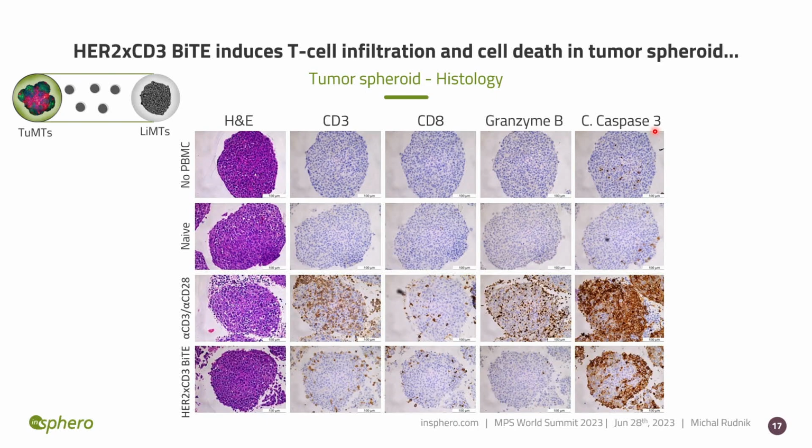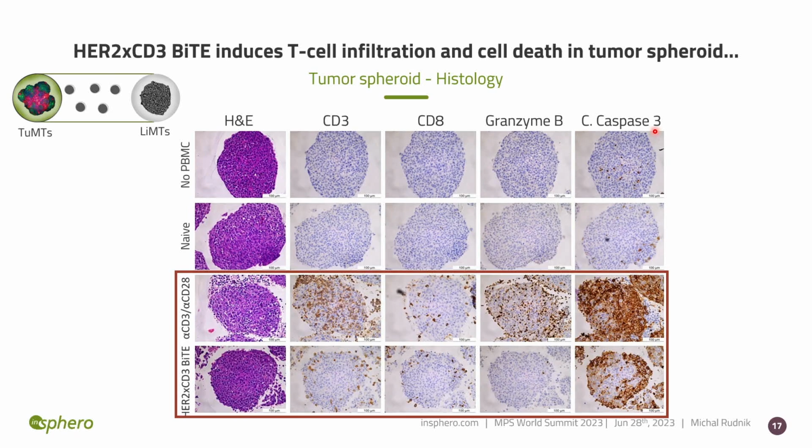In order to assess the phenotype of the spheroids after the treatment, we performed immunohistochemistry analysis, and as expected, tumor spheroids in CD3, CD28 stimulated PBMCs and HER2-specific antibody exhibited significant changes in tumor tissue composition, infiltration of CD3, CD8 T cells and granzyme-positive cells, but also staining for cleaved caspase-3 indicated induced cell death. And in no PBMC and naive PBMC groups, tumor spheroids remained intact.